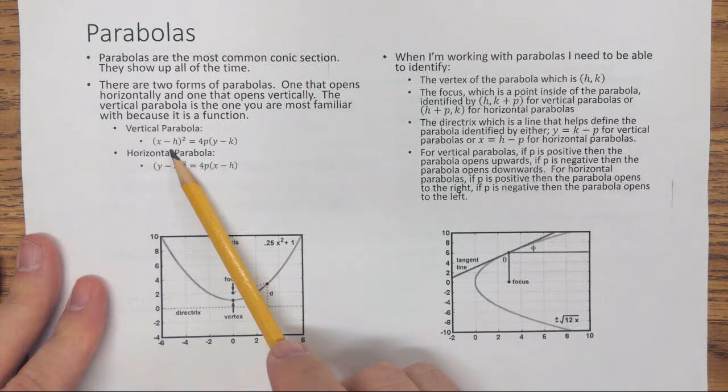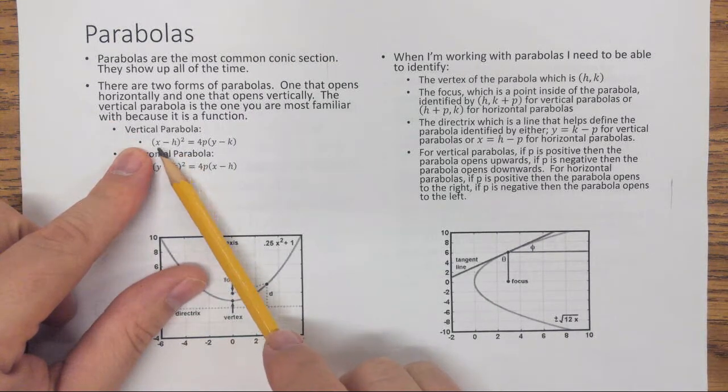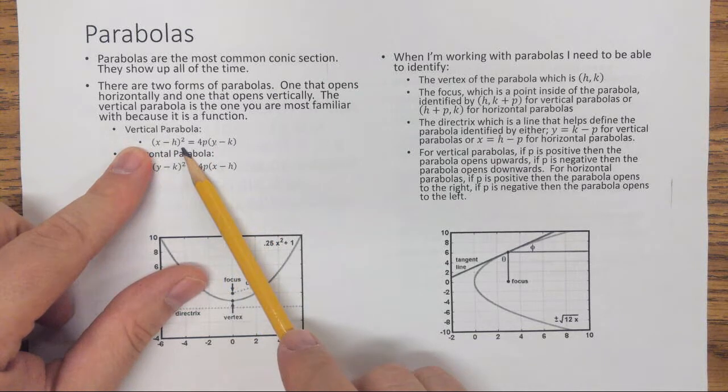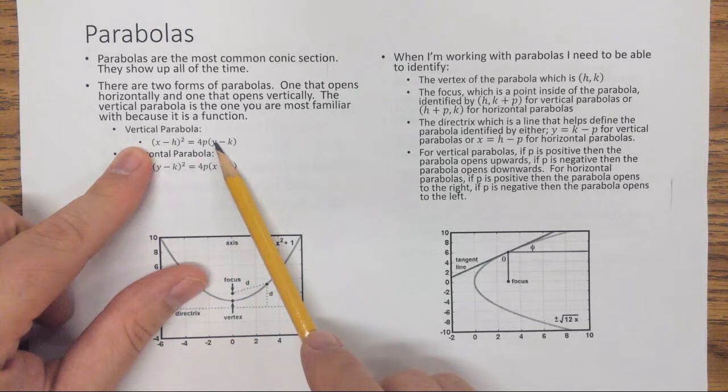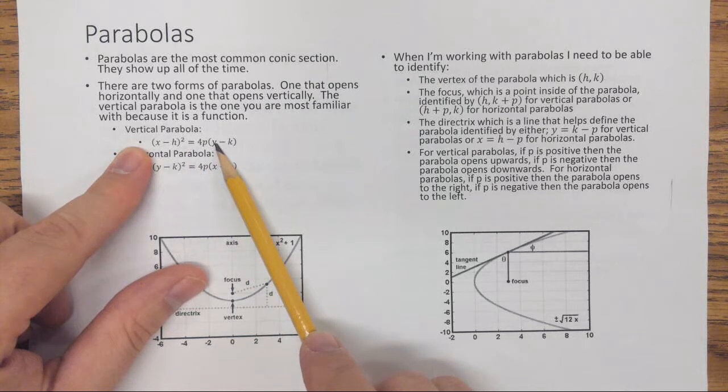So vertical parabolas are conic sections where the x value is squared and the y is not. So you're going to have an x value squared, and the y value is not going to be squared. If you see only one value squared, whether it's x or y, then you know that it is a parabola.